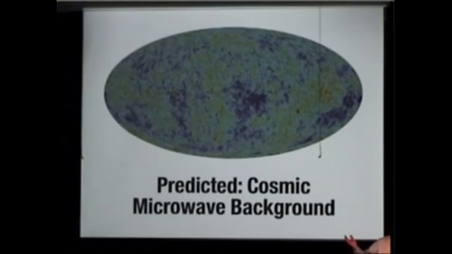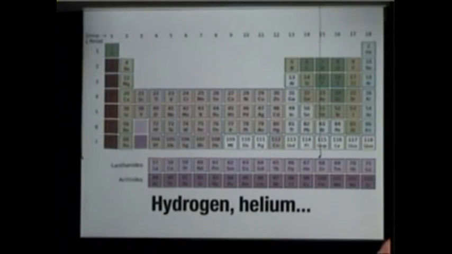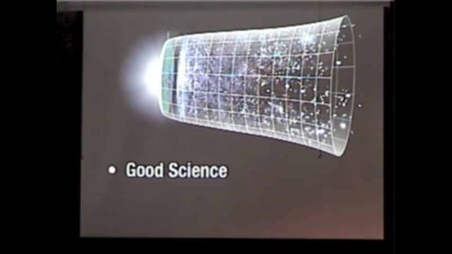Redshifts, indicating that everything is moving away from us, therefore run the movie backwards and it all would have been in the same place. And then explaining where all the elements came from, and then a successful prediction of the microwave background. So this is primarily why the Big Bang is viewed as being good science today, because not only could it explain data that were already known, it also made a successful prediction.